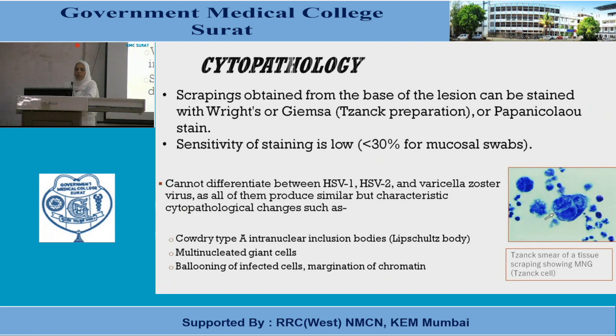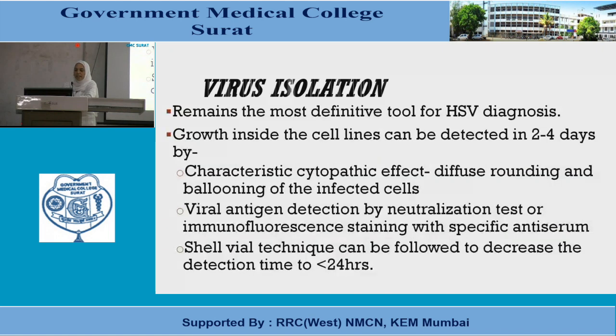Now, coming back to viral isolation, it is the most diagnostic tool for herpes simplex virus diagnosis. The growth is inside cell lines and can be detected in 2 to 4 days. By characteristic cytopathic effect, you see diffuse rounding and ballooning of infected cells. Viral antigen detection by neutralization test or immunofluorescence staining can be done with specific antiserum, so that you come to know. You even have a shell vial technique which can be followed to decrease the detection time to less than a day.